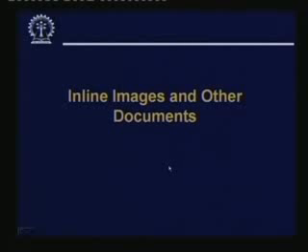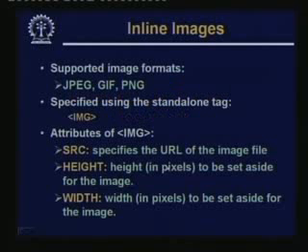Okay, now let us look at how we can include inline images. Now, with respect to images, there are three different kinds of images which are supported: JPEG, GIF, these two you know obviously, and PNG is a new format which is coming up. This is supposed to be a next generation standard, but this is yet to be adopted widely. And the IMG tag is used for the purpose. There are three attributes: SRC, which specifies the URL of the image file; height, specifies the height of the image in pixels that will be displayed on the browser window; and width is the width in pixels.